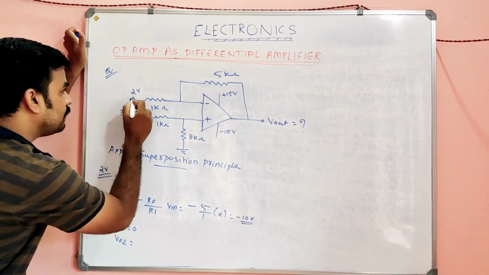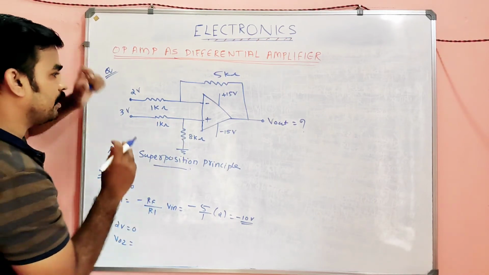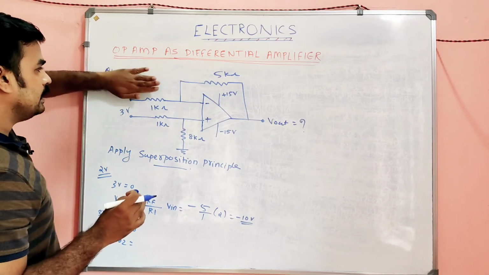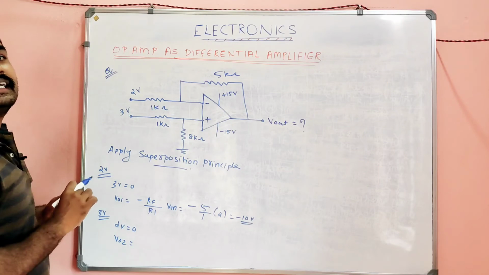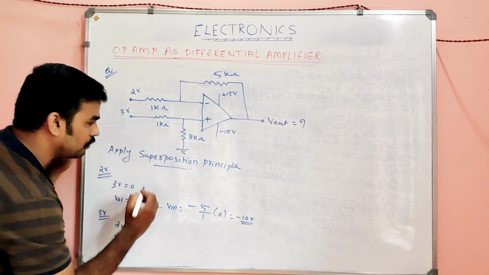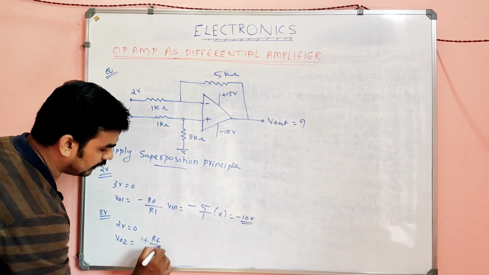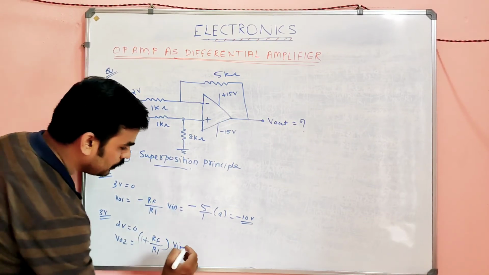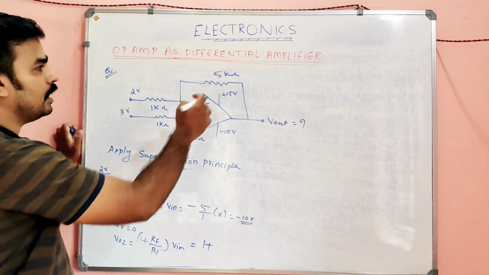So if 2V equals 0, it is like a non-inverting amplifier. Am I right? If 3 volt is not there, it's like an inverting amplifier. If this 2 volt is not there, it is like a non-inverting amplifier. So what is the equation for the non-inverting amplifier, my dears? 1 plus RF by R1 into V input. Am I right?